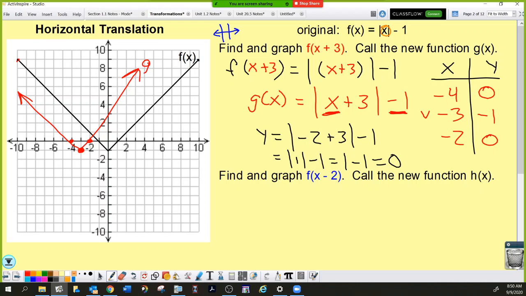The reason why I moved 1 left and right is because there wasn't a fraction in front of the absolute value bars. If there was a fraction, then you would have moved left and right by whatever number was on the bottom of the fraction.